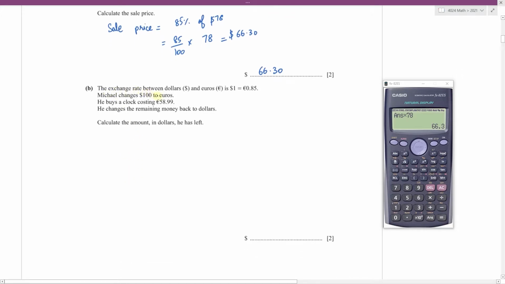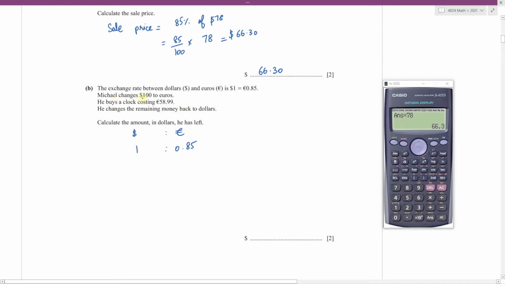Part B: The exchange rate between dollars and euros is given. Michael changes $100 to euros. He buys a clock costing 58.99 euro. He changes the remaining money back to dollars. Calculate the amount in dollars he has left. So your exchange rate is $1 is 0.85 euros. So the ratio of dollars to euro, 1 is to 0.85.